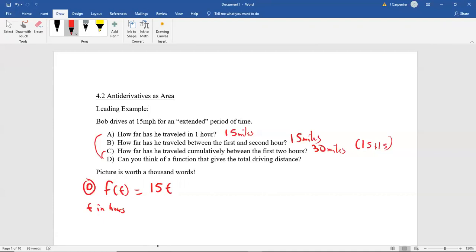If you plug in 1, 15 times 1 is 15. If you plug in 2, 15 times 2 is 30. And this works even further. 3 hours, 15 times 3 is 45. He would go 45 miles, 15 in the first hour, 15 in the second, 15 in the third, for a total of 45. So f of t is in miles. T is in hours, f of t is in miles.